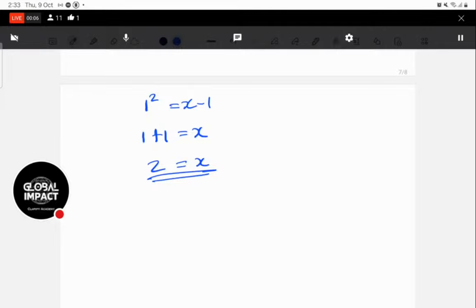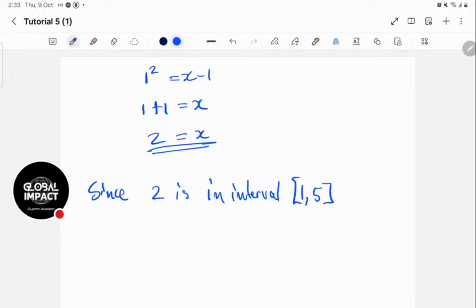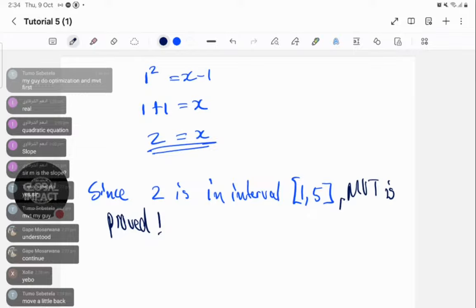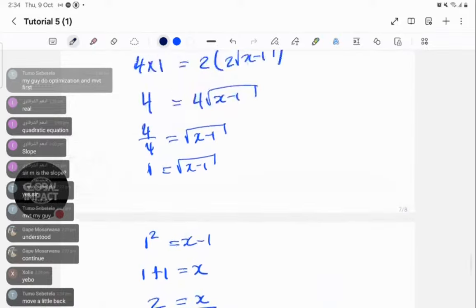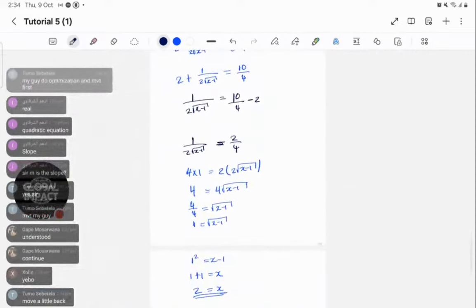You get x equal to 2, and since 2 is in the interval from 1 to 5, you can now say you have proved the MVT. 2 is between 1 and 5, which is what you needed to do: find a value of x which is between 1 and 5. I should move back a little. I was just solving.